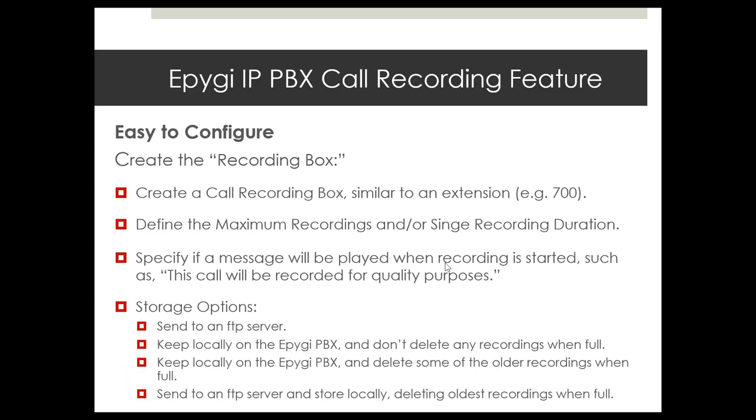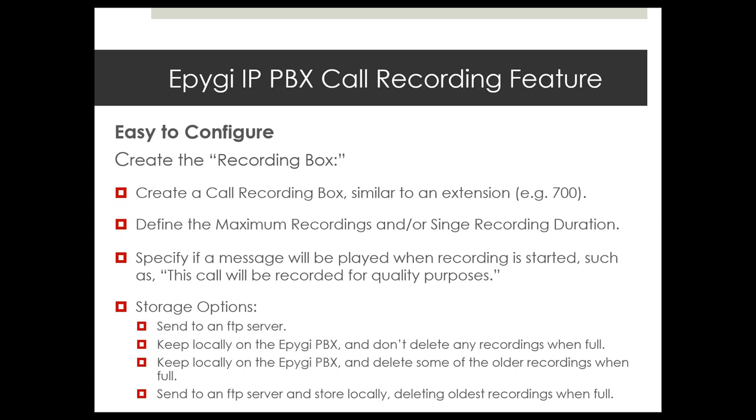It's easy to configure. You simply create a recording box, as we refer to it, which is similar to an extension on a system, for example, extension 700. And then you define the maximum recordings that you want to have on that recording box. You can set an upper limit or just leave it at the maximum. And then you can also set a recording duration. For example, maybe you only want to record the first hour of a conversation. After that, you really don't care. So you can set a recording duration.